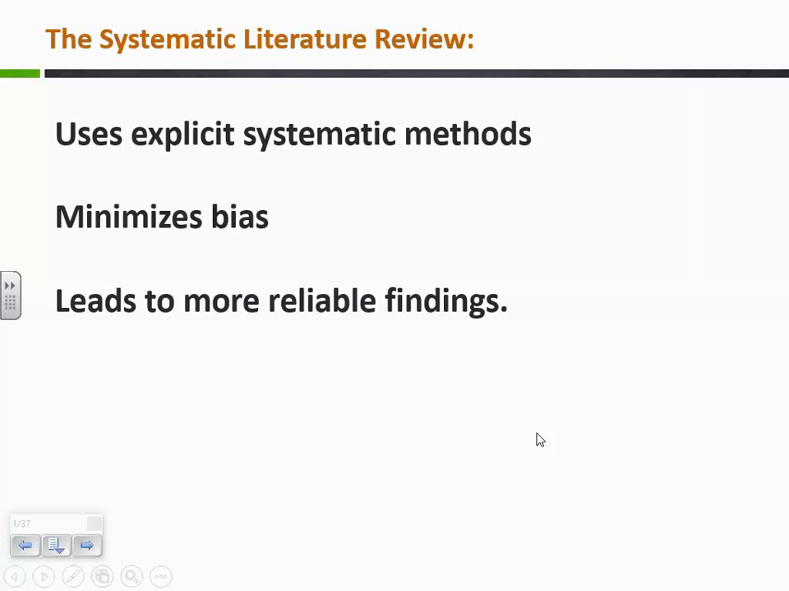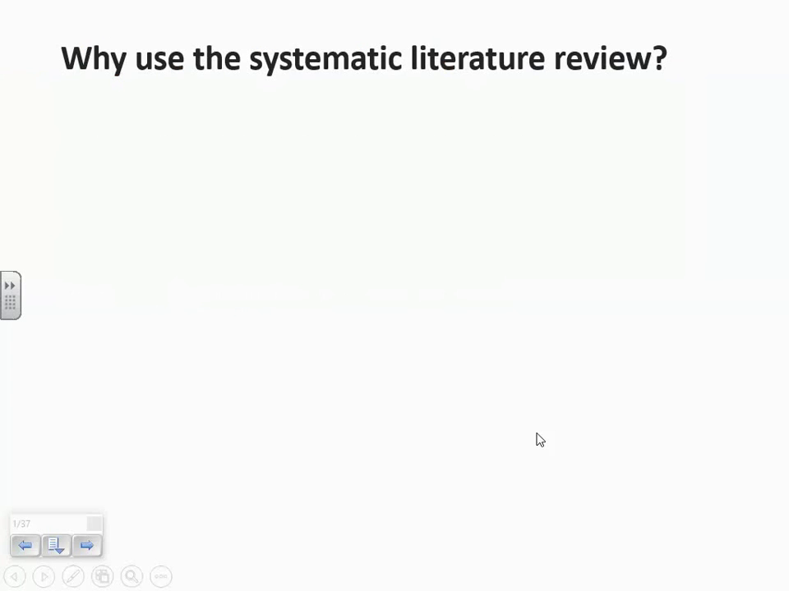Okay, why use the systematic literature review? First of all, the systematic literature review is more exhaustive, and it lends itself to a more thorough exploration of what is available in the literature in any particular field of knowledge. So it doesn't matter what field of knowledge you're interested in, it actually goes there.